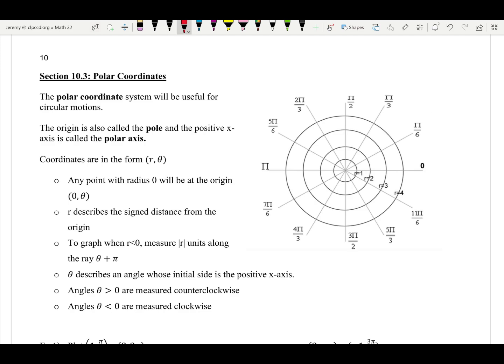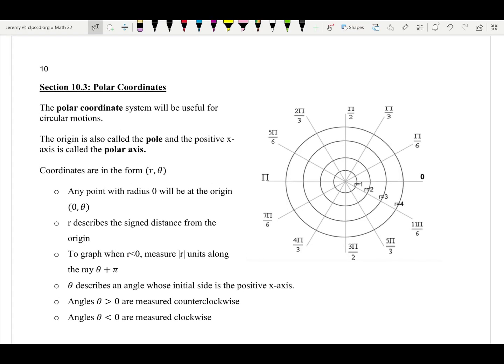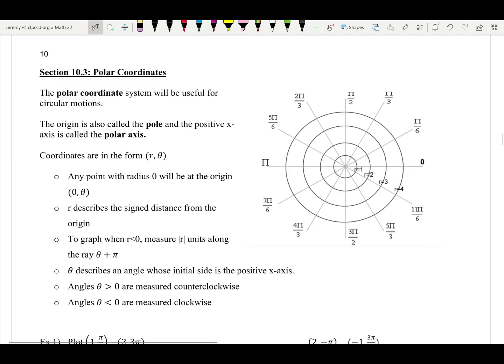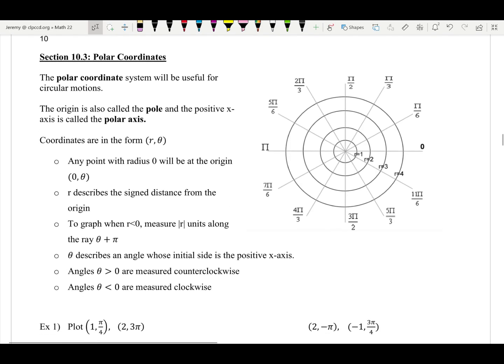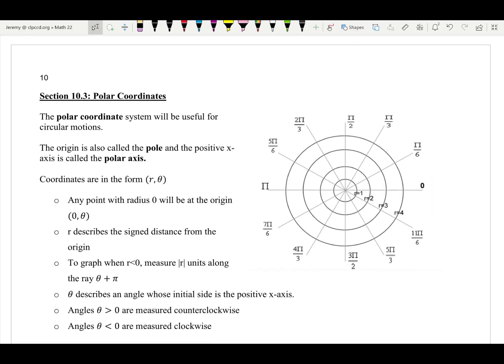Section 10.3, Polar Coordinates and the Polar Coordinate System. So I love this topic. I think that it's really fun and really interesting. And there are tons of amazing applications to thinking in terms of the polar coordinate system. And this is our new coordinate system that I've drawn out right here. This is like our substitute for the x-axis and the y-axis.